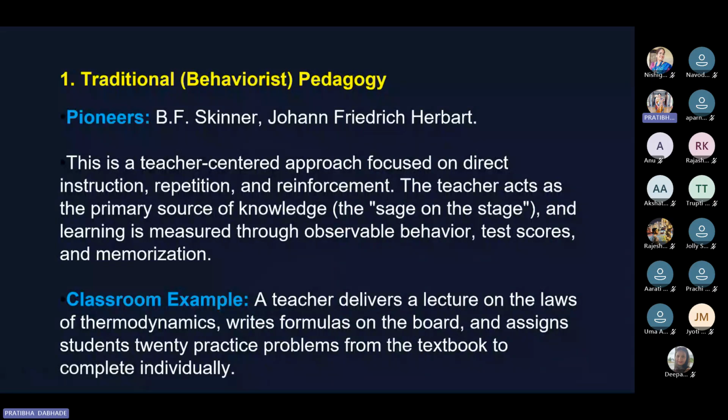Whatever specification you write as the objective specification in your lesson plan is nothing but the observable behavior, which is also called the outcome of that lesson. When you say the student constructs something, or by using a particular formula, students solve the example, that is the observable behavior. So how are we going to measure learning? Through observable behavior, test scores, and memorization. The teacher asks questions and students give answers, and the main focus here is on rote memorization.